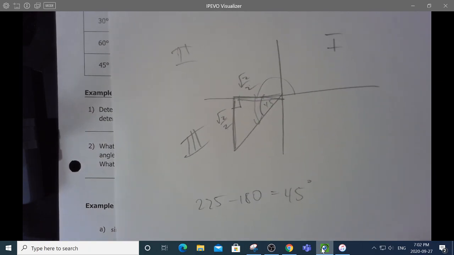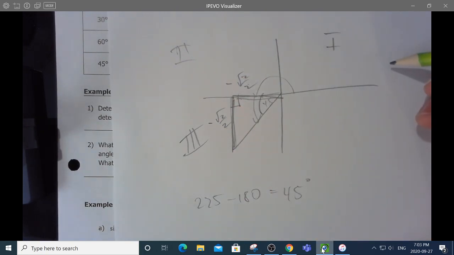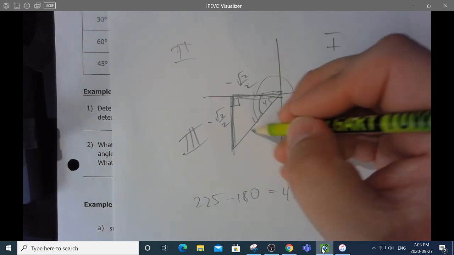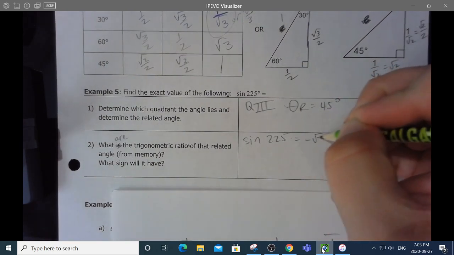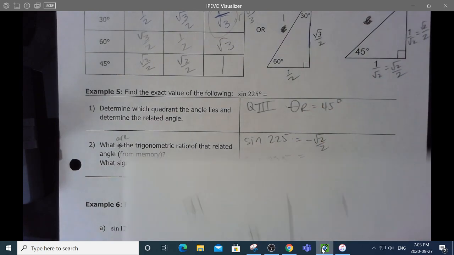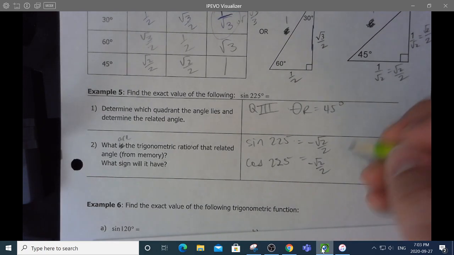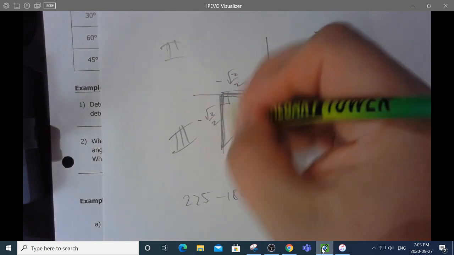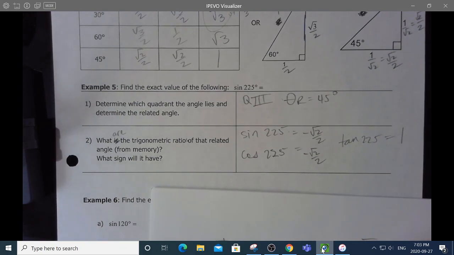I think back to the fact that, okay, in this direction that's a negative, and this is also a negative, right? Because I'm going in the x negative direction and the y negative direction. So sine is opposite over hypotenuse of 1. So the sine of 225 is negative root 2 over 2. The cosine of 225 is also negative root 2 over 2. And the tangent of 225 is opposite over adjacent, which is 1. Those negatives cancel for the tangent.